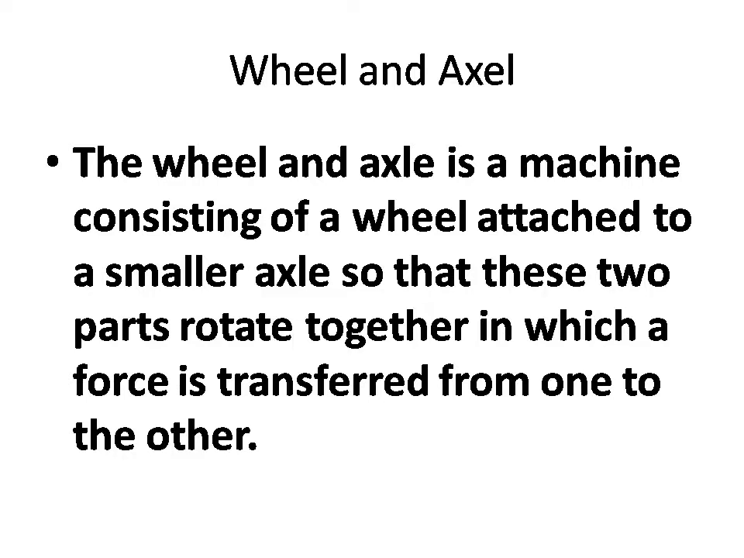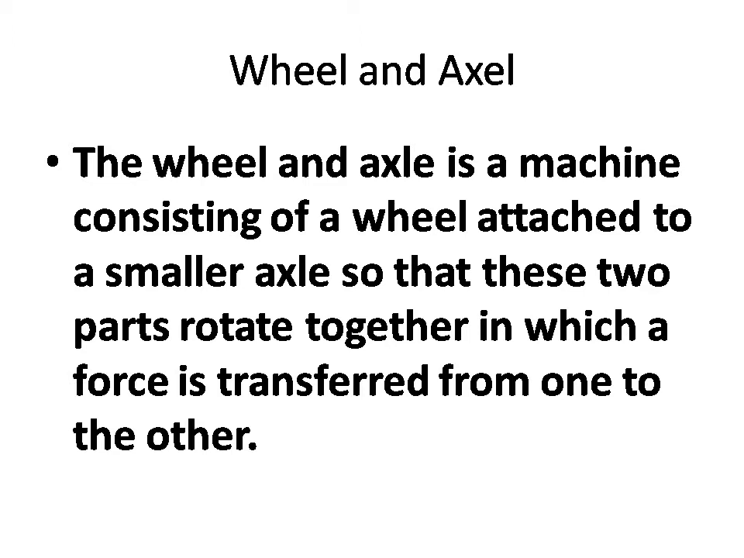The wheel and axle, of course, was one of the great inventions, and we've already talked about how wheels reduced friction by turning sliding friction into rolling friction. Wheel and axle is a large wheel attached to a smaller one, or a wheel-shaped tube, that we call the axle. So these two will rotate together. The force is transferred from the one to the other.